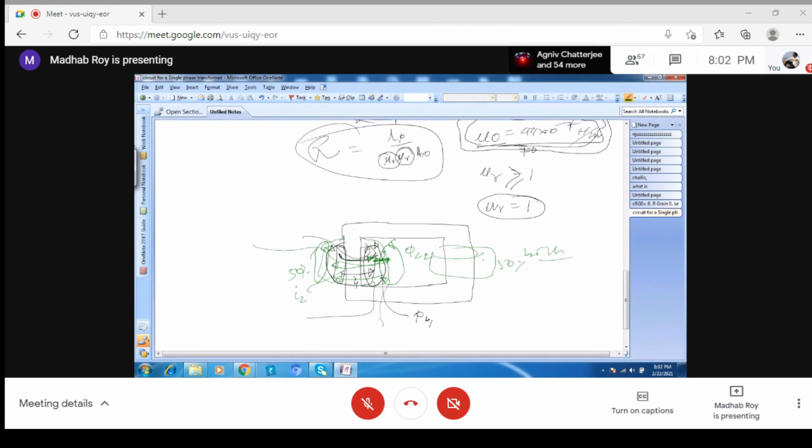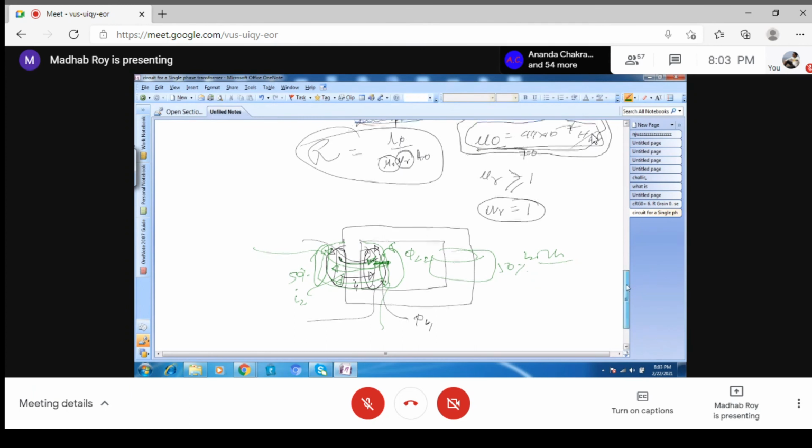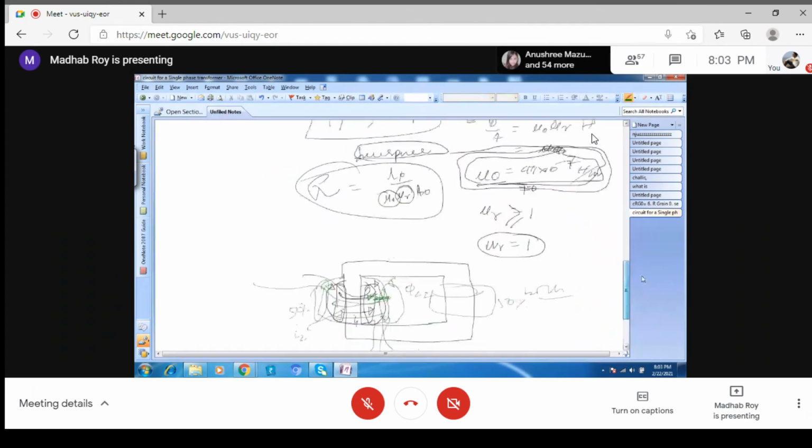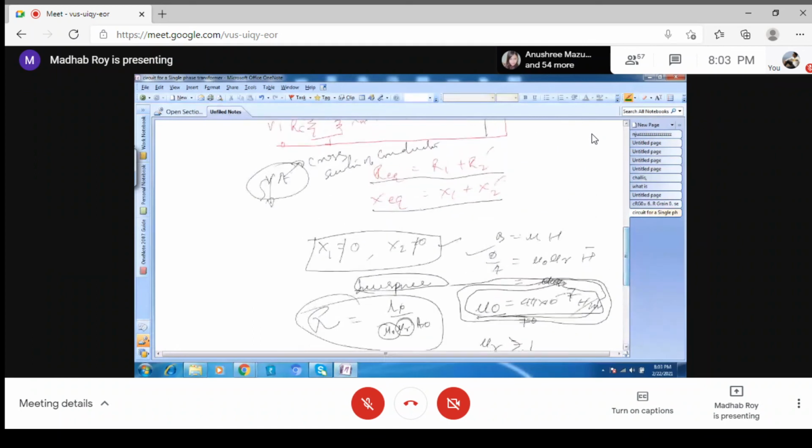So thus, one important thing we have discussed. The distribution of the winding for a single phase transformer, 50% on one leg, 50% on the other leg, is one possible solution to minimize the leakage reactance. This is the main point. So we have discussed how to minimize the leakage reactance.